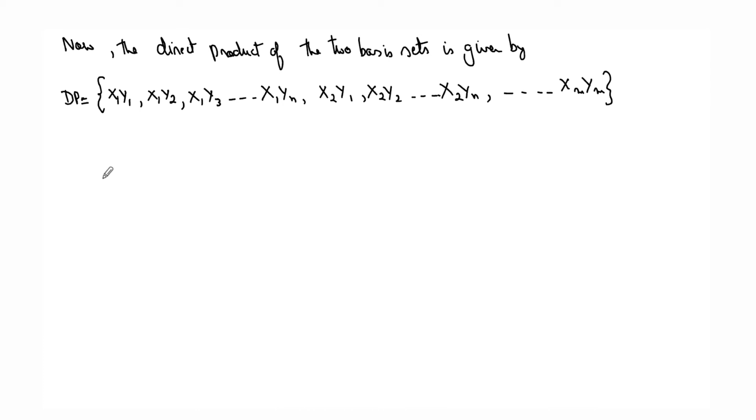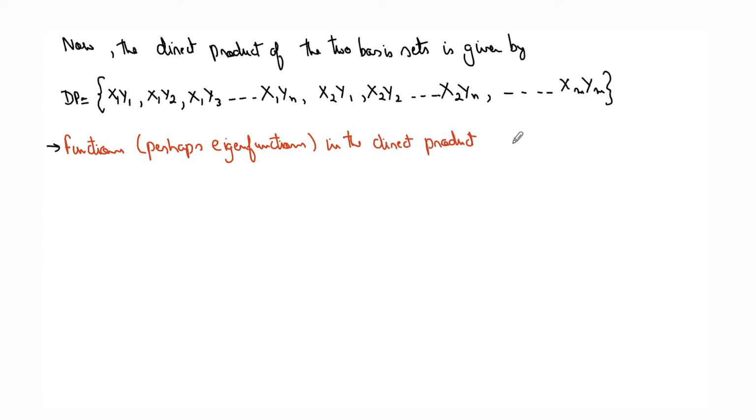So now what we will show here is that functions, maybe call them eigenfunctions, in the direct product also form a basis for the representation. So what do I mean?